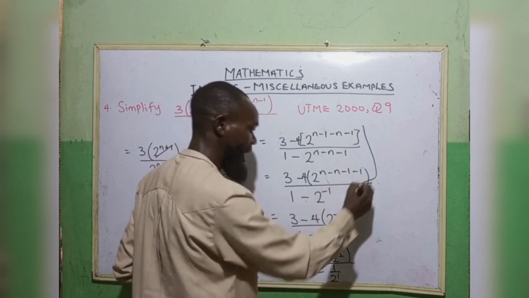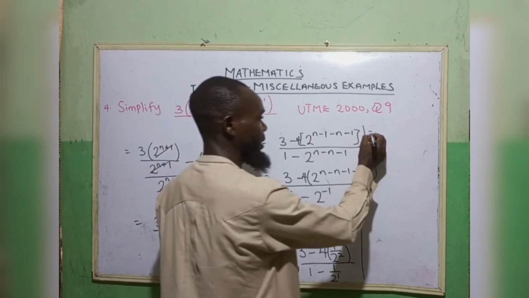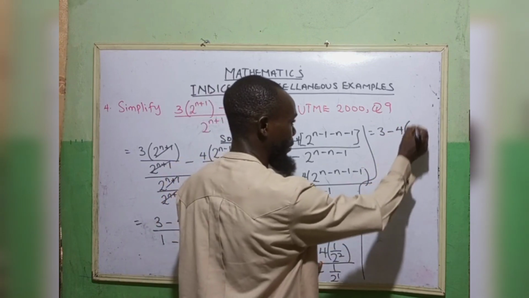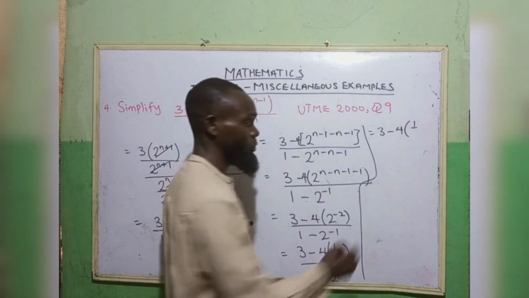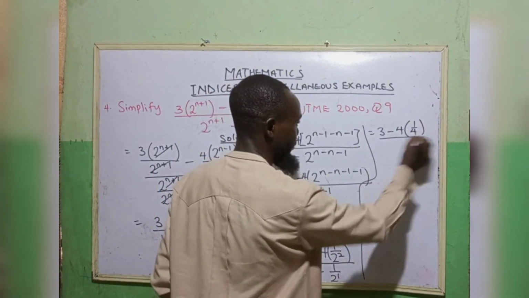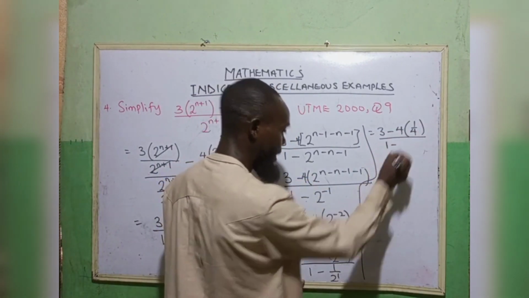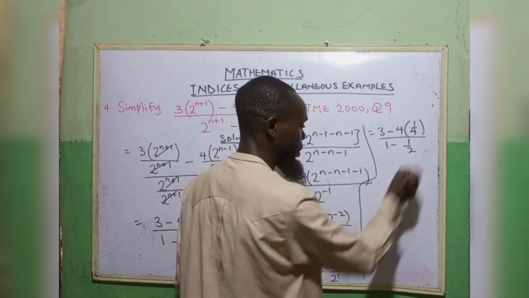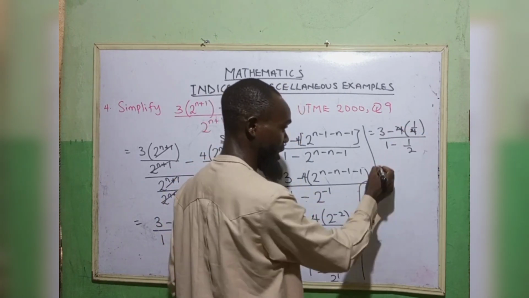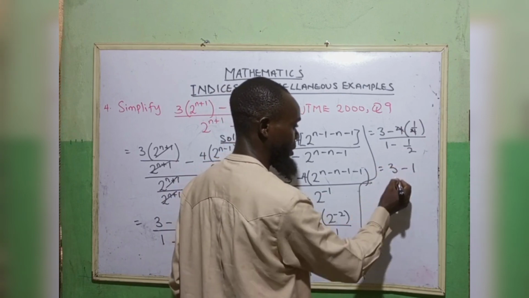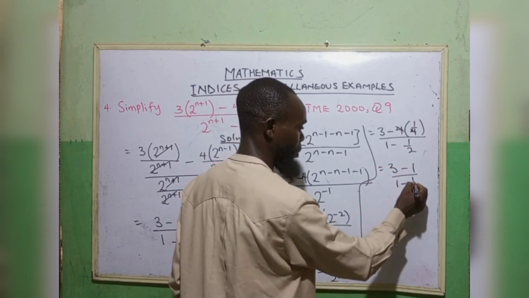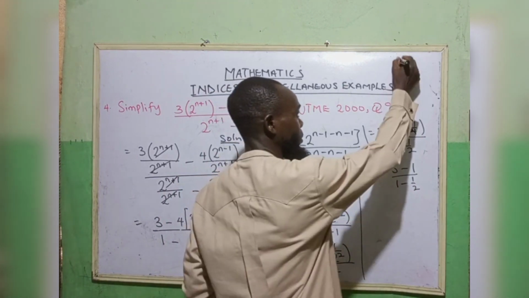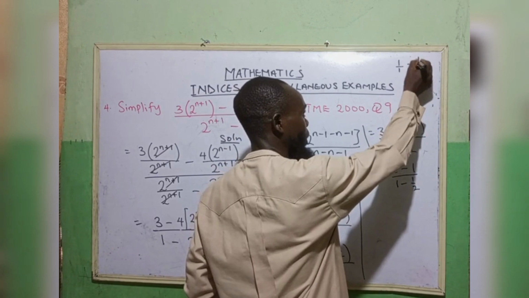From here, I can move by saying that 3 minus, then from here I have 4, open your bracket, 1 divided by 2 to the power of 2 gives 4 divided by 1 minus 2 to the power of 1 gives 1 over 2. So 4 goes in 4. I have 1 here. 3 minus 1 divided by 1 minus 1 over 2. When you try to solve 1 minus 1 over 2, 1 over 1 minus 1 over 2.